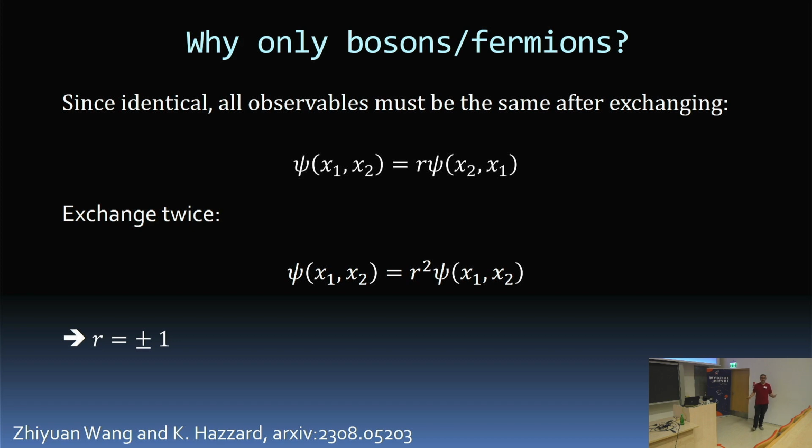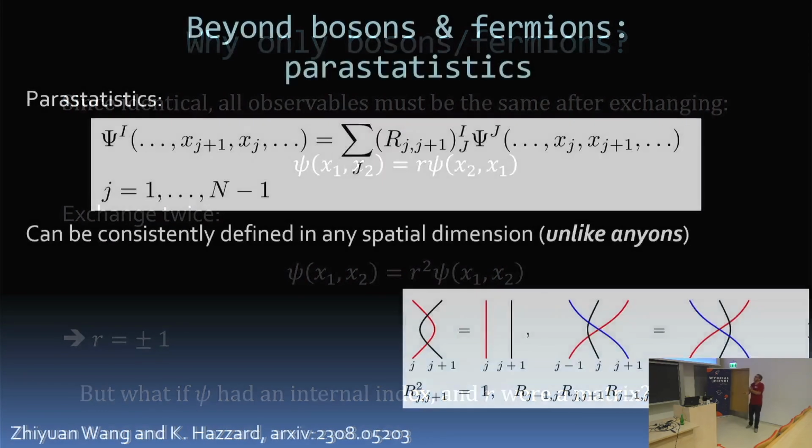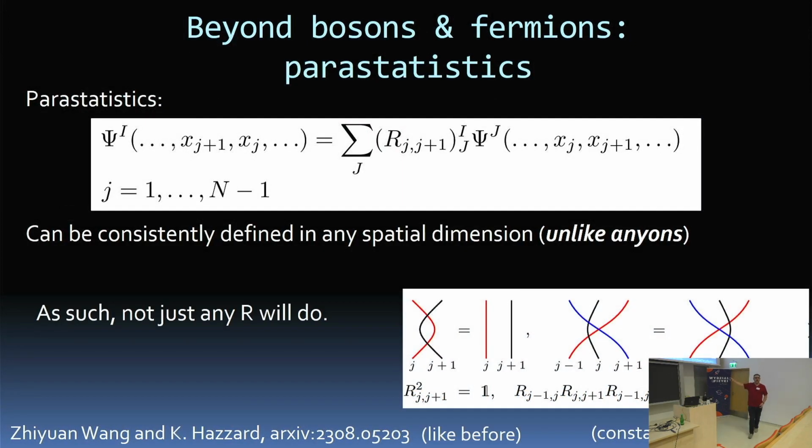The end. Except, what if there was some hidden internal index of your particles? What if, other than position, they carried some unobservable index? So if you exchange them, as far as you could tell, they would still be identical. Then this r no longer has to be a number, but it can be a matrix. And there are lots of matrices that square to 1. Okay. And maybe since I am in the question period, I will kind of leave it at that.